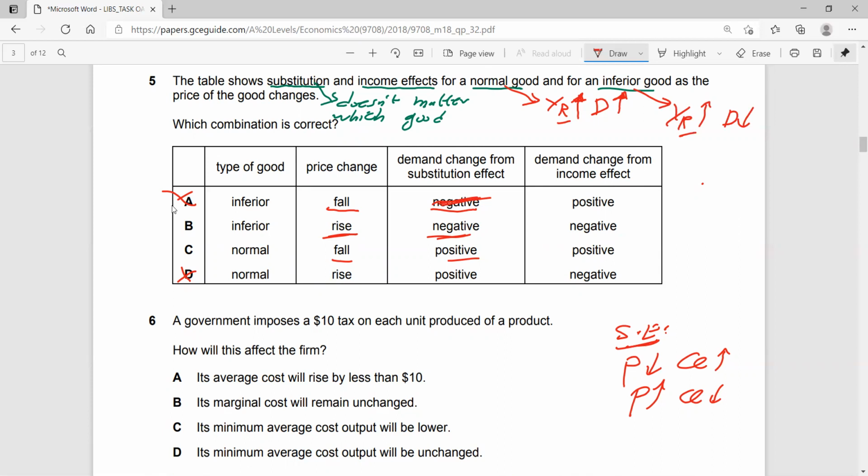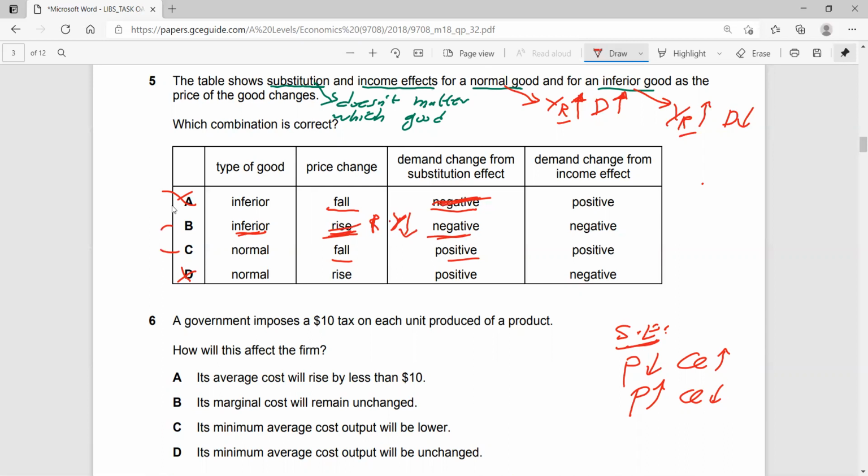Now let's try to apply that here. We're only looking at these two options anyway, so we already eliminated the other two. So the type of good is inferior. The price change is a rise. If the price change is a rise, your real income, I'm just denoting it by RY. I don't want to write the entire thing, but your real income would fall.